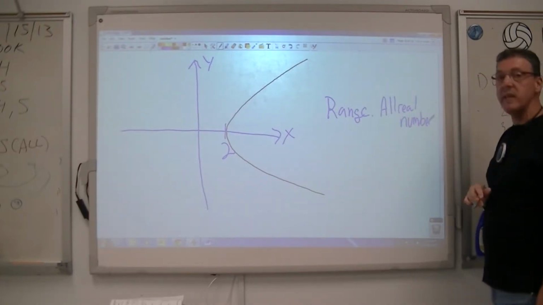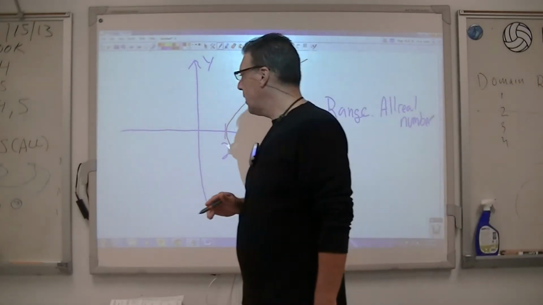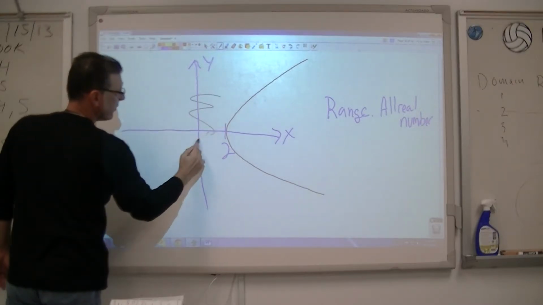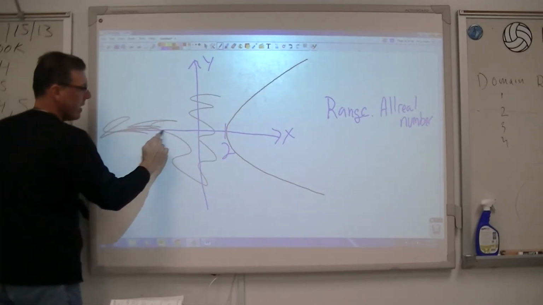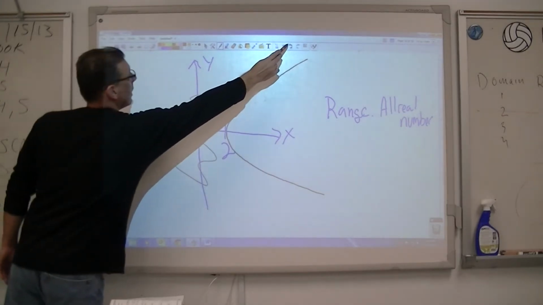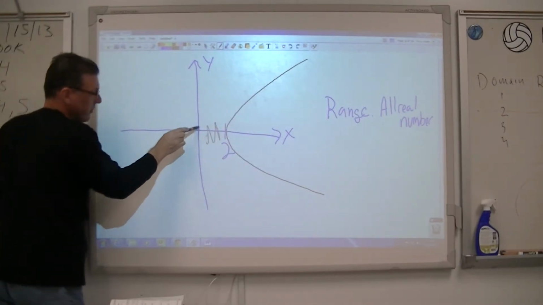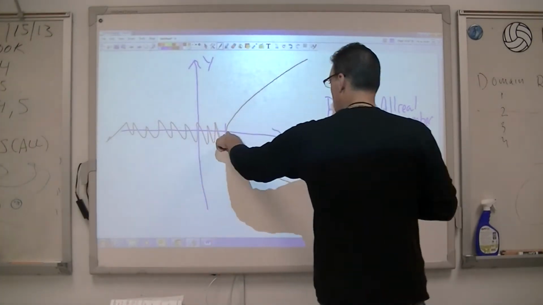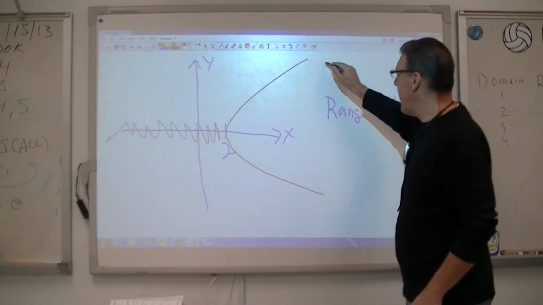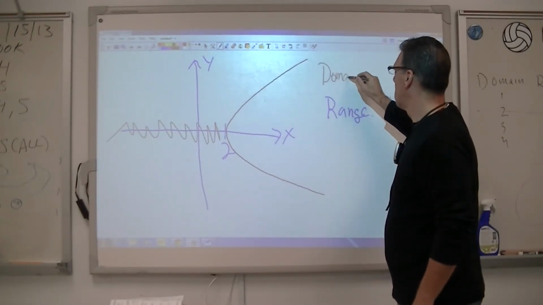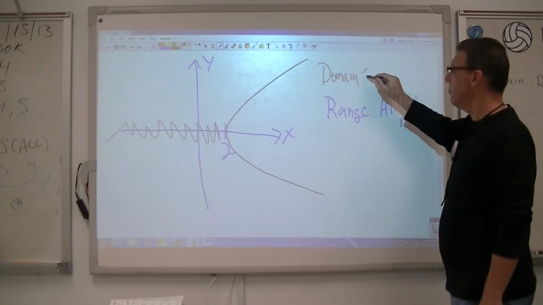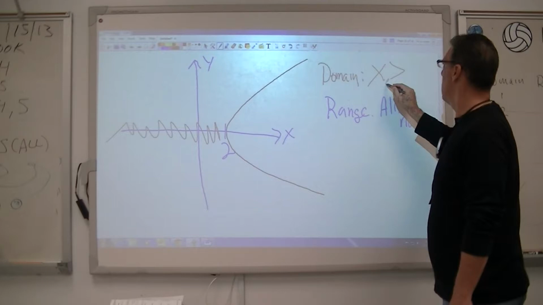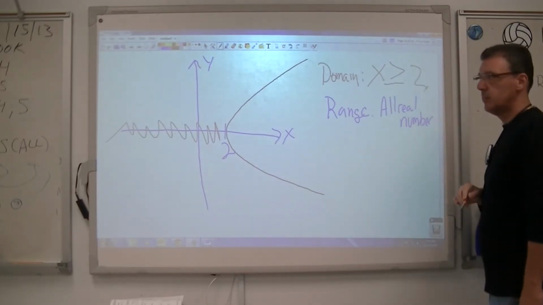Now, the domain, the x values, have a little bit of a trick here, because none of this is domain. None of that is domain. Let me, hold on a minute. None of this is domain. The domain begins right there at 2. So here we have to say that our domain are all the values for x, where x is greater than or equal to 2.